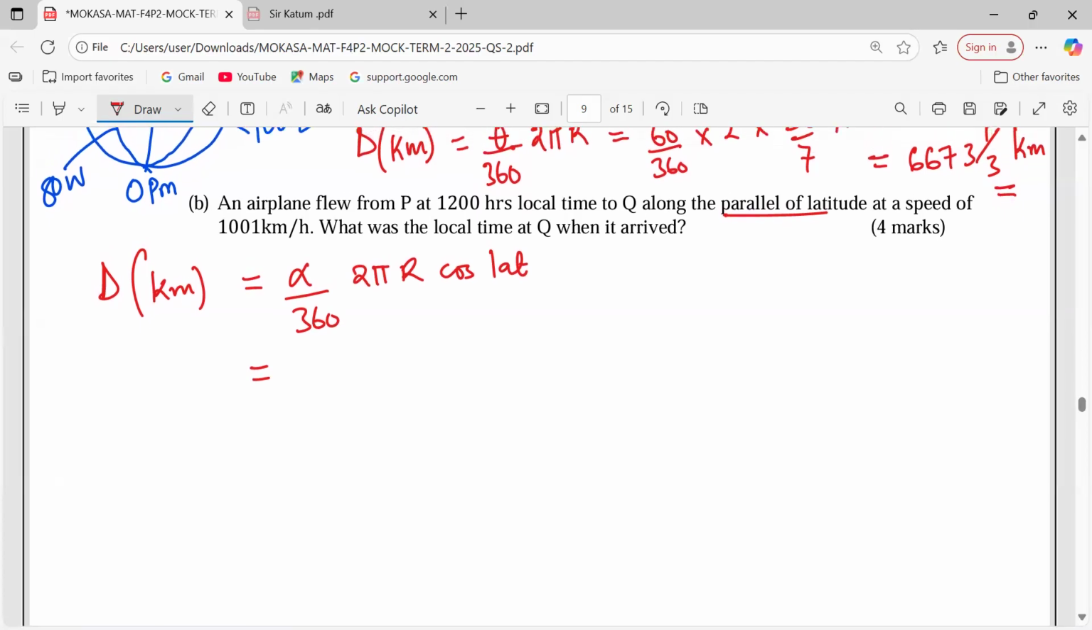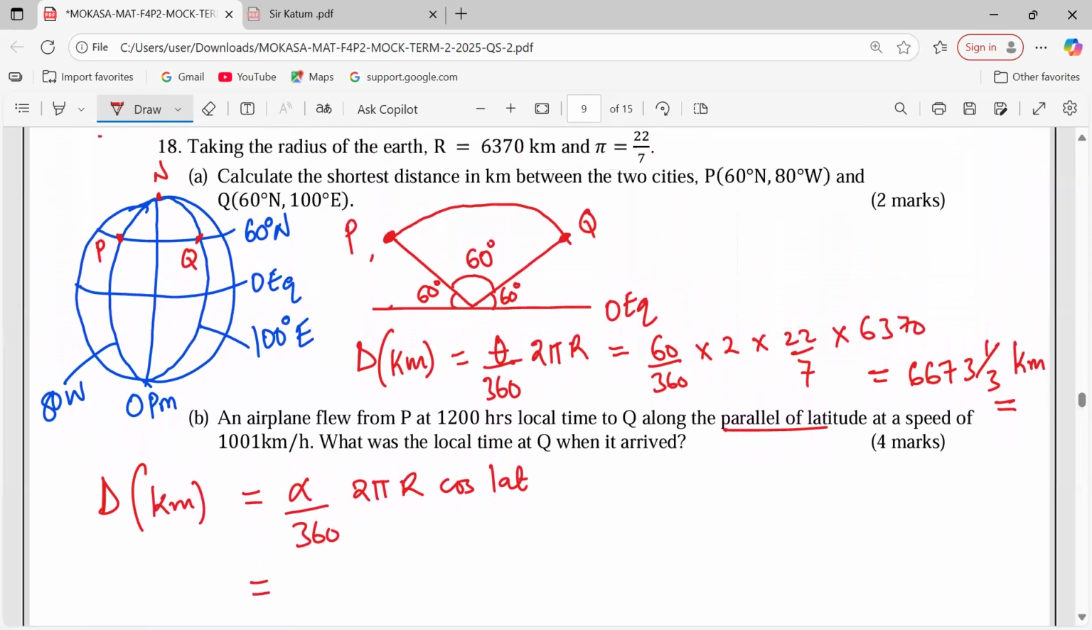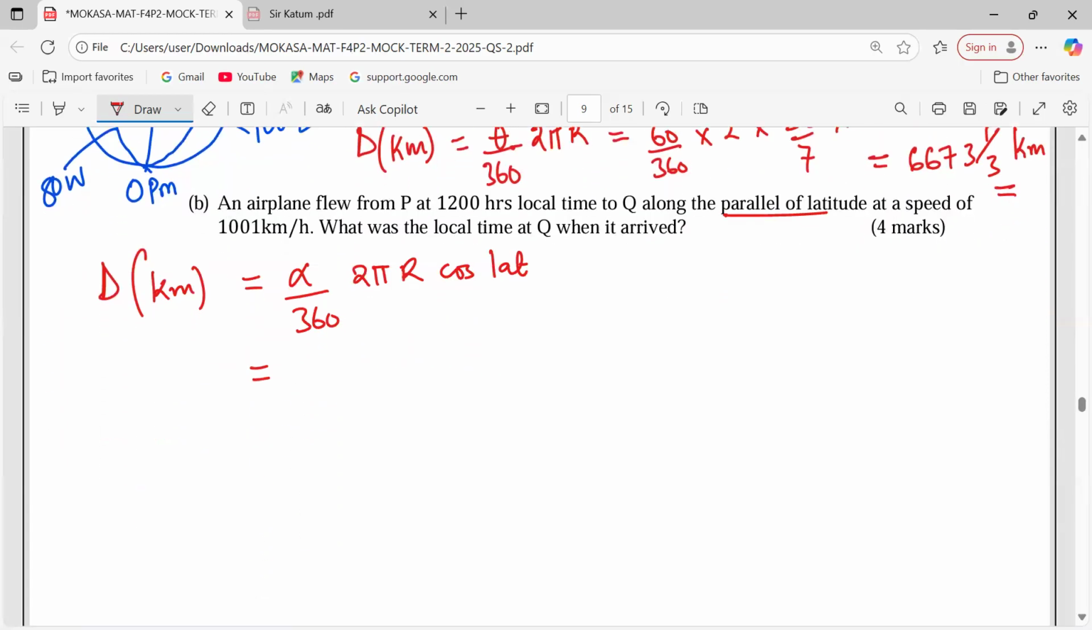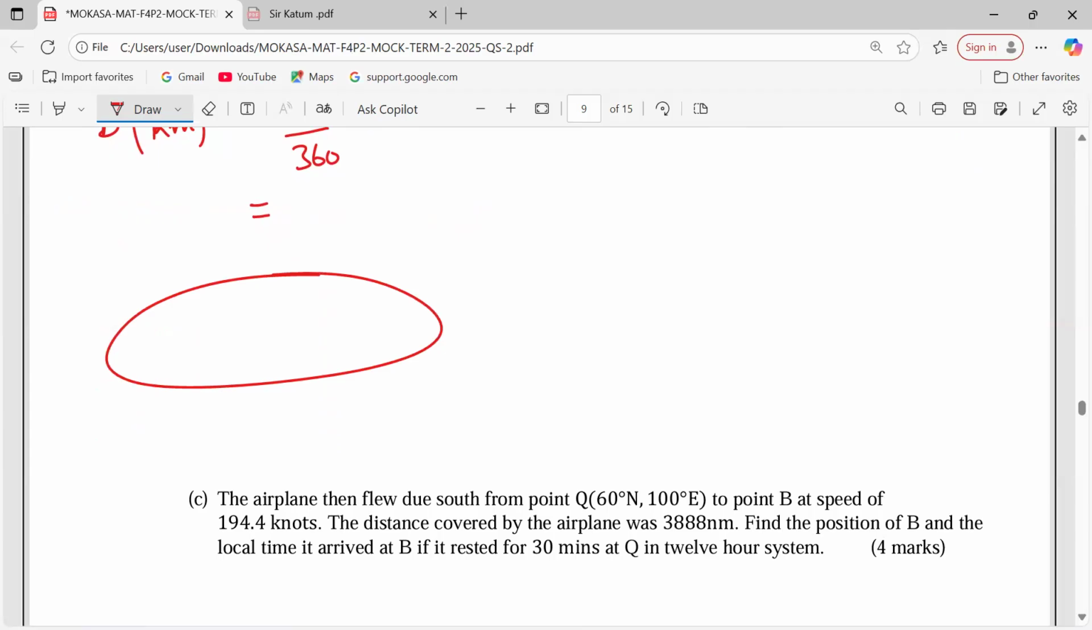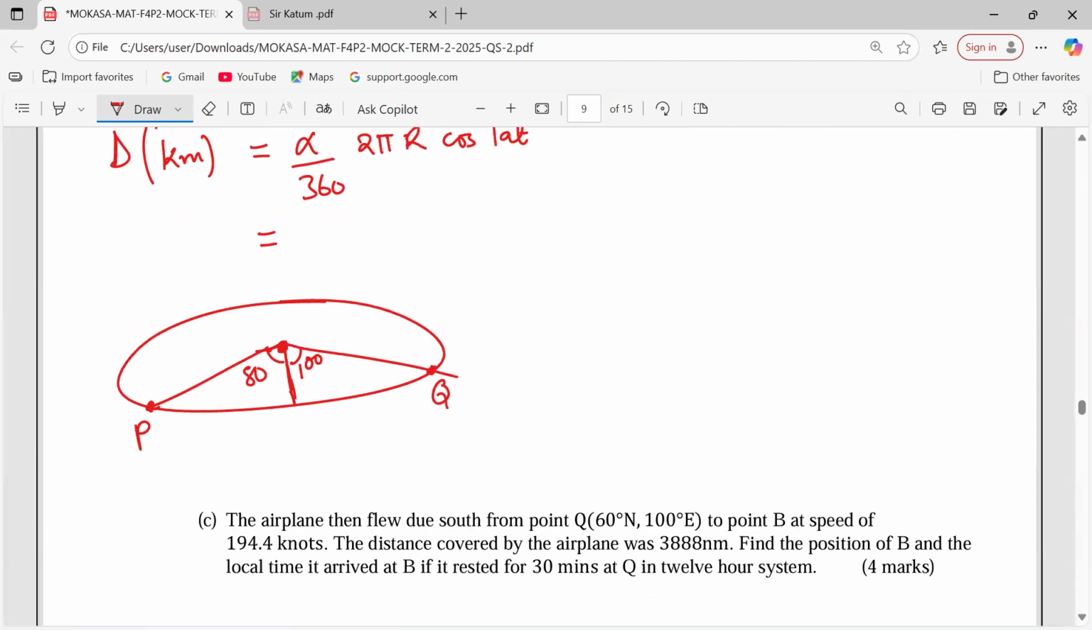So the angle difference, when we follow the parallel latitude from 80 in the west all the way to 100 in the east. This is the kind of circle that we are tracing now, not through the pole, but along the parallel. So we are moving from P all the way to Q. Then from the prime meridian, we are having 80 and 100. So we are having 180 as the angle at the center of this circle.